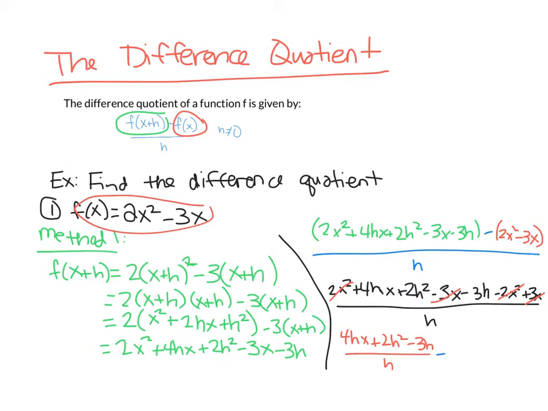The other way you can do it is you can factor out an h in the numerator. You're totally allowed to do it that way, and then you can cancel it out from there. But if you can skip that middle step, that's fine with me. So your final answer for this should be 4x plus 2h minus 3.